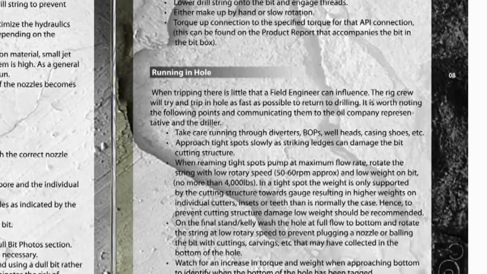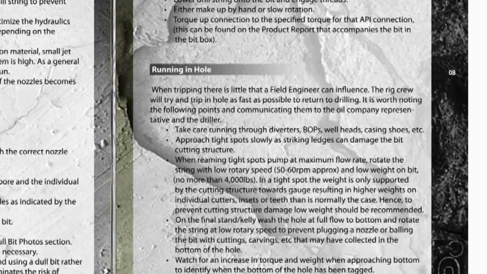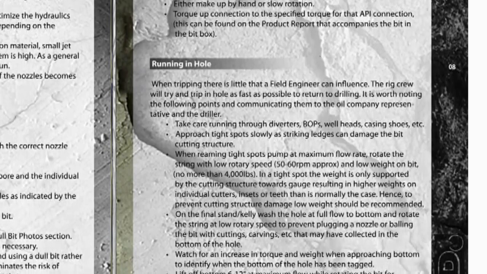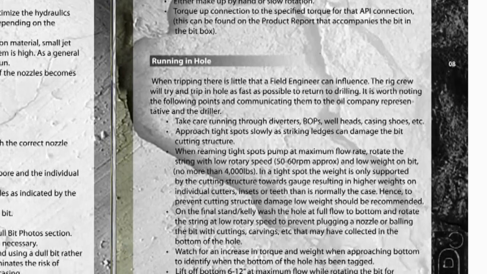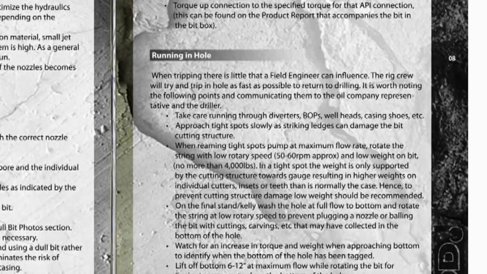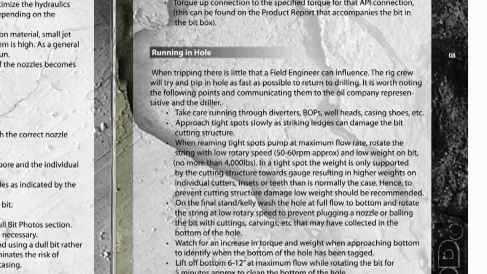In a tight spot, the weight is only supported by the cutting structure towards gauge, resulting in higher weights on individual cutters, insets or teeth than is normally the case. Hence, to prevent cutting structure damage, low weight should be recommended.